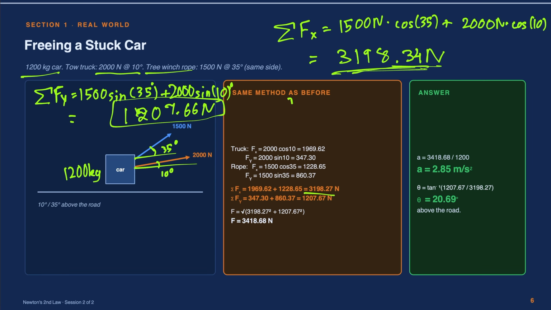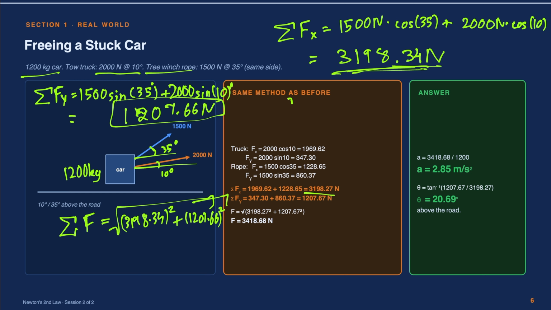Okay, so net force, just in total, right? Net force total is going to be the square root of 3198.34 squared plus 1207.66 squared, which is going to be, so let me do that. And we have to take the square root, right?